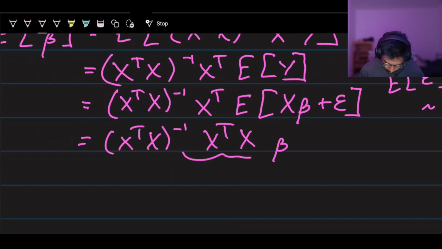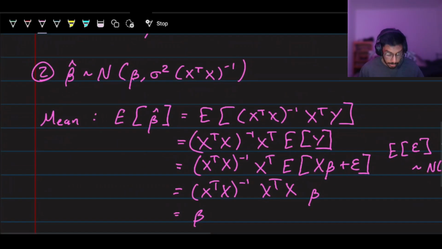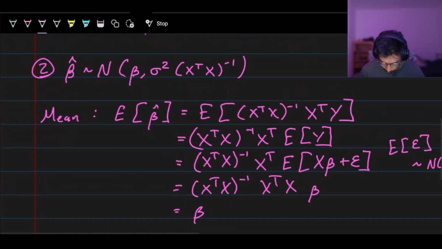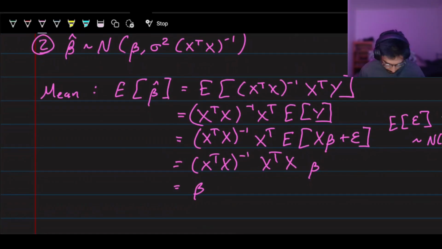So now here we have some matrix, let's just say A inverse times A times beta. Well, this will always cancel, so this whole thing just equals beta. So the mean of our ordinary least squares estimator is just beta.